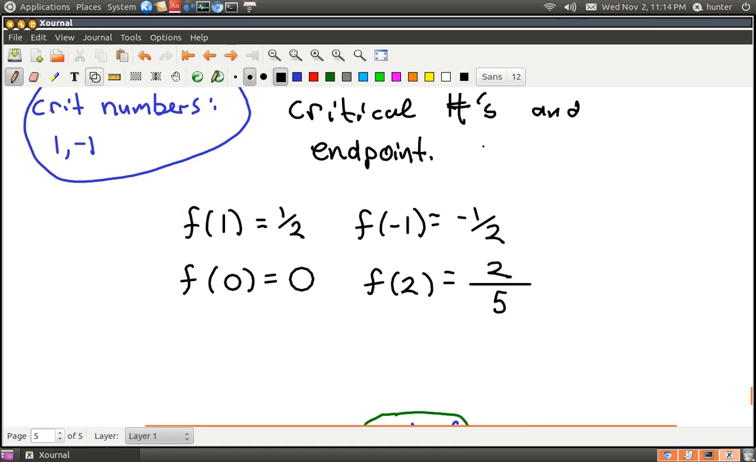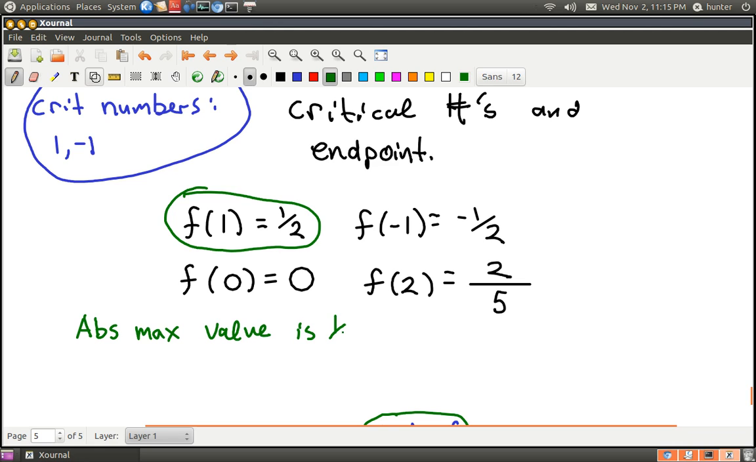Okay, so now we're at the very last phase of using the closed interval method. And so once you have all these things, remember what we're doing. We're looking for the absolute max and the absolute minimum value. So the absolute max value is just the biggest one that appears here. And if you think about it, it's this one. So the absolute max value is 1/2. And it happens at x equals 1.